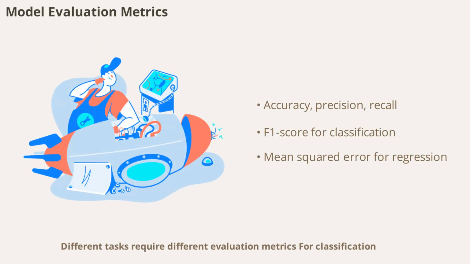Different tasks require different evaluation metrics. For classification, common metrics include accuracy, precision, recall, and F1 score. For regression, metrics like mean squared error and R-squared are used. Choosing the right metric helps ensure the model meets the specific goals of the problem at hand.